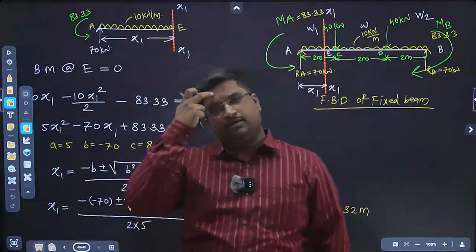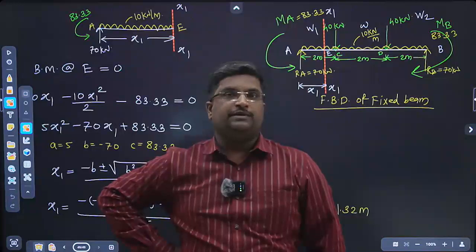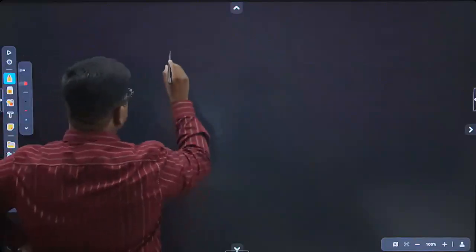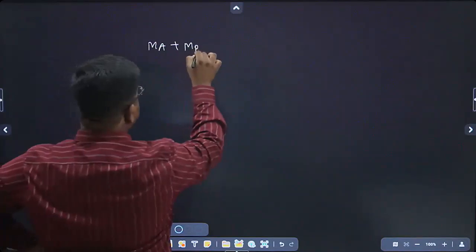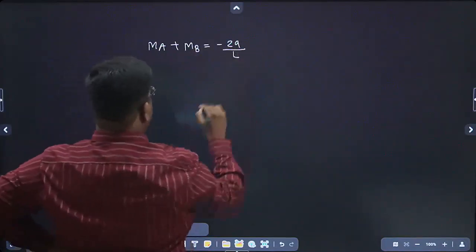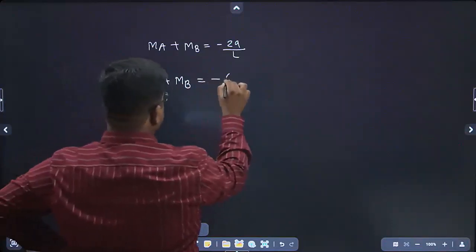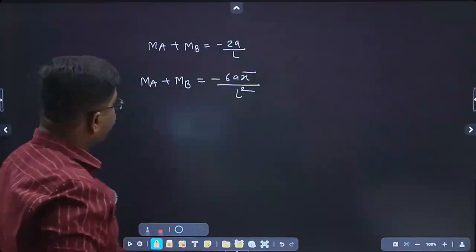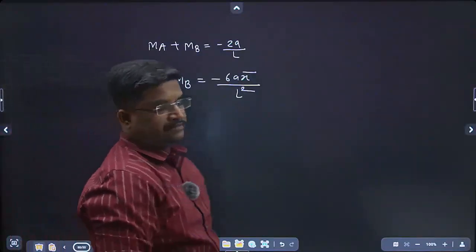First type we have seen, that is the problems based on first principle equations. What is the first principle equation? Two equations are there. What are they? MA plus MB is equal to minus 2A upon L. And second equation, MA plus 2MB equal to minus 6AX bar upon L square. So these are the first principle equations.